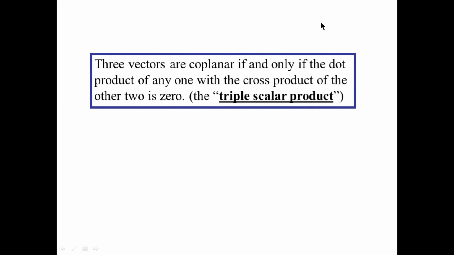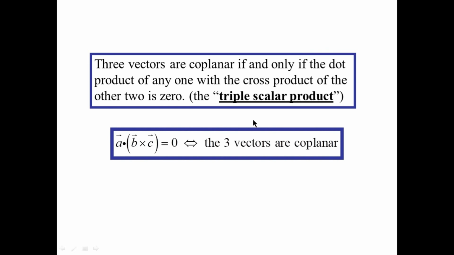In summary, three vectors are coplanar if and only if the dot product of any one with the cross product of the other two is 0. It's called the triple scalar product, and it looks like this. This symbol means if and only if, and it means the left side implies the right side, and the right side implies the left side. So the dot product with the cross, so cross and dot, get 0, implies the three vectors are coplanar.